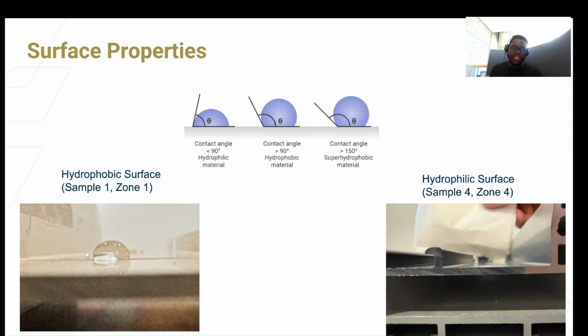In these pictures, you can see we have a hydrophobic surface on the left and a hydrophilic surface on the right. This is from sample 1, zone 1 for the hydrophobic surface. For the hydrophilic surface, this is sample 4, zone 4. And you can tell based on the images how the water sits on the surface. We were able to capture these pictures and then process them in a software called ImageJ. By doing this, we were able to determine whether each surface was hydrophobic or hydrophilic and characterize it appropriately.